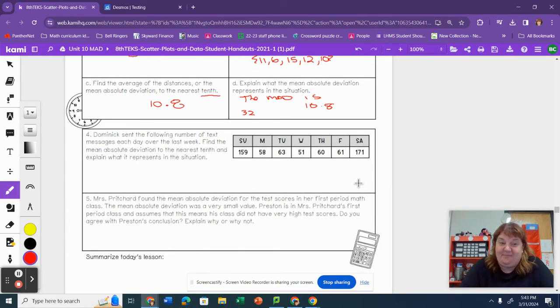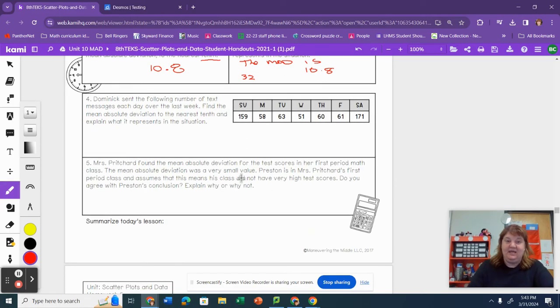Dominic sent the following number of text messages each day over the last week. Find the mean absolute deviation to the nearest 10th. So they're not breaking it apart for you this time. So the first thing that you have to do is you have to find the mean. So find the mean. Okay, I'm hoping when you found the mean, you got 89. These two right here really skewed that data, didn't it?